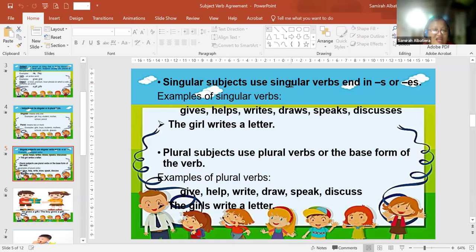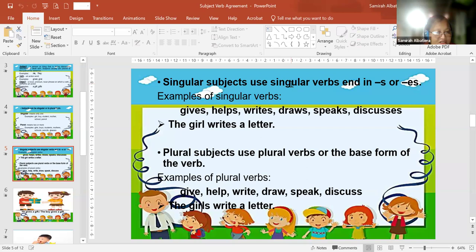How about Rosa? Give me an example of a singular subject using a singular verb. My daughter buys a bag. Very good. You're talking about a singular subject. That is why we added S or ES to the verb. Whereas in Mark's case, he is talking about a plural subject. That is why Mark uses a plural verb, wherein the verb is in its original form. Do you understand? We will slowly discuss the slide so that you will be able to understand.